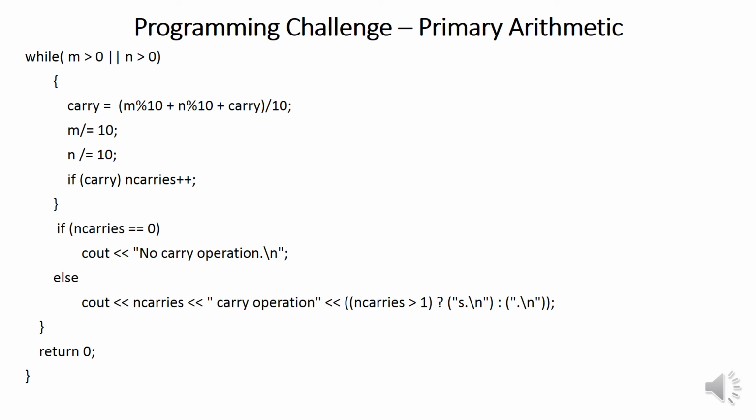We get m is equal to 12 and n is equal to 45. After that, if carry, n carry plus plus; there is no carry because carry is 0, so n carry is not incremented for the first iteration. Then we go for the while loop again. m is 12 and n is equal to 45 in the second iteration. If we perform the carry calculation, then we also get carry is equal to 0.